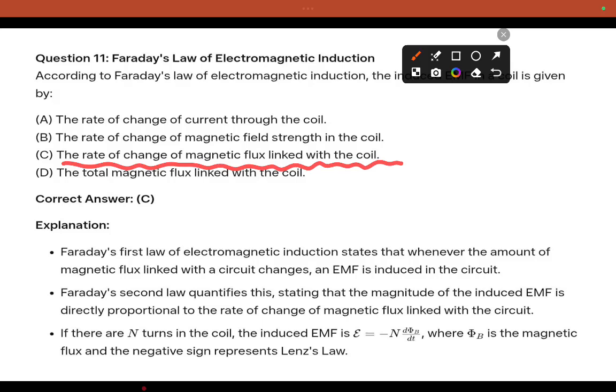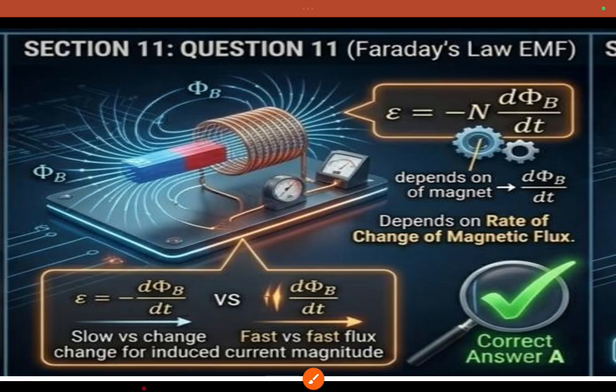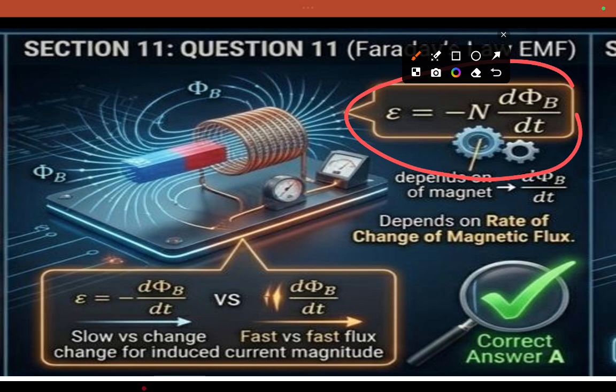If there are n turns in the coil, the induced EMF equals minus n d phi by dt, where phi B is magnetic flux, and the negative sign represents Lenz's law. So here you can see that the induced EMF equals minus n d phi by dt. It depends on d phi by dt, the rate of change of magnetic flux. Okay, clear? That is about minus or plus. Here minus indicates the opposing character of Lenz's law.